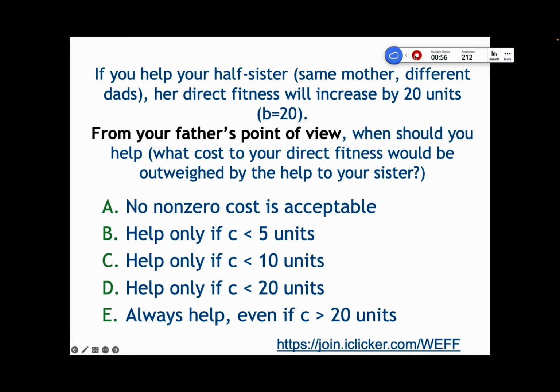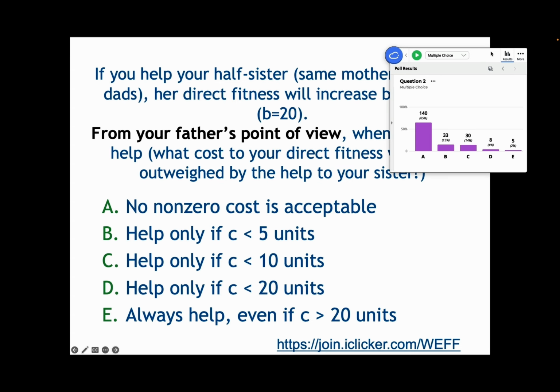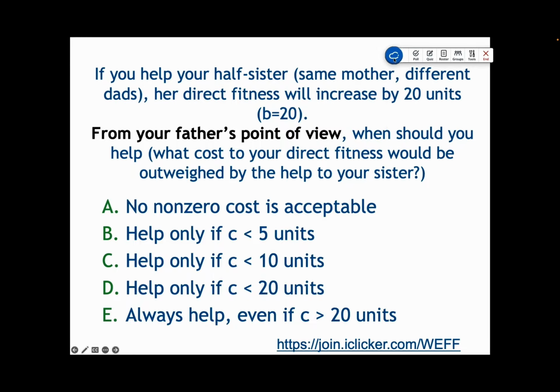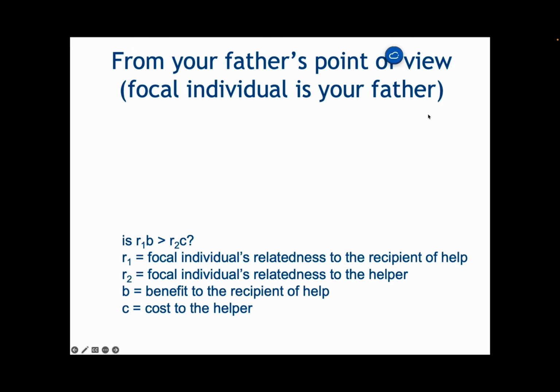Okay, let's take a look. All right, so yeah, this is starting to click. Most people really like answer A. Answer A is actually correct. Good job. So we can take this out from the point of view of your father. Again, here's the question: is R sub 1b greater than R sub 2c? And if the focal individual is your father, then R sub 1 is 0. But R sub 2 is 0.5, the coefficient of relatedness between parents and offspring. You are his genetic offspring. Your half-sister is not.